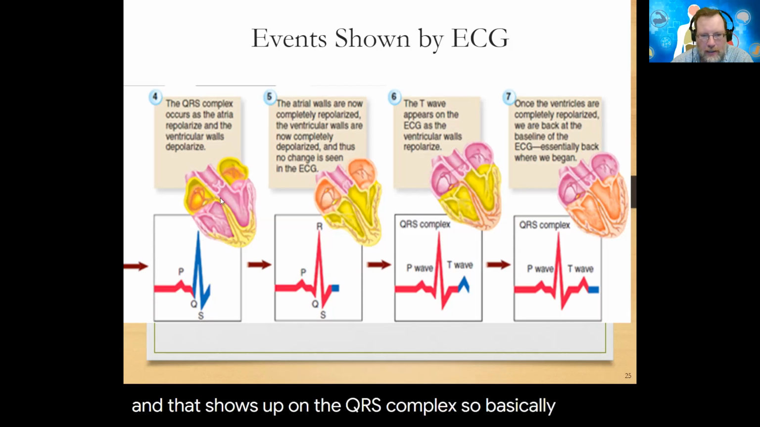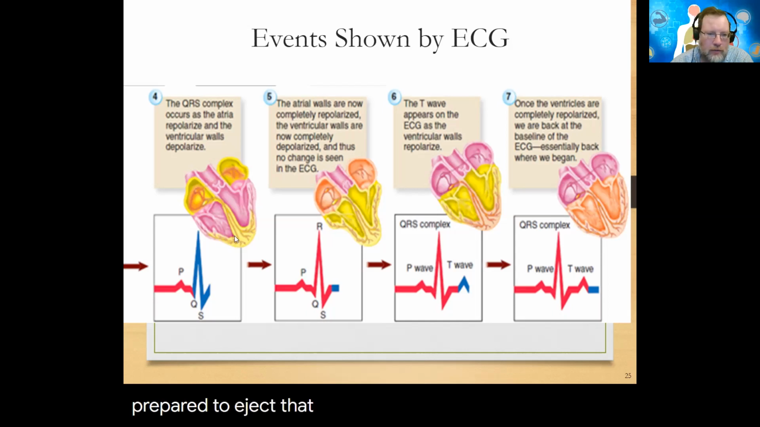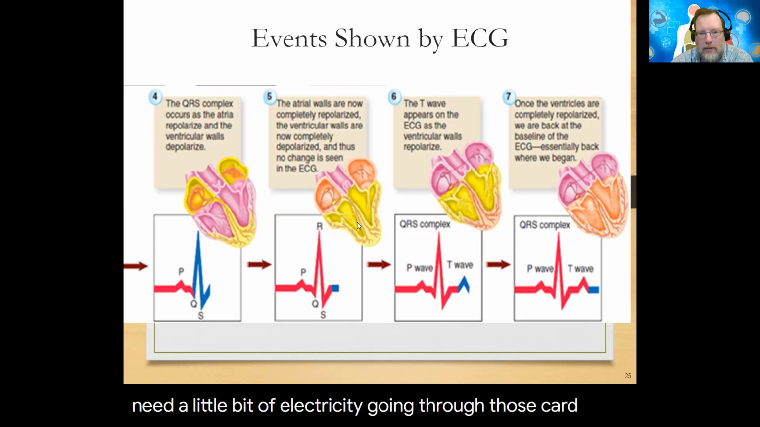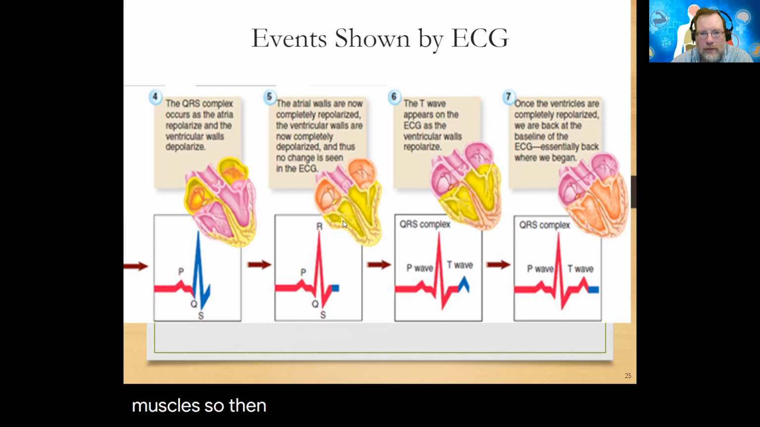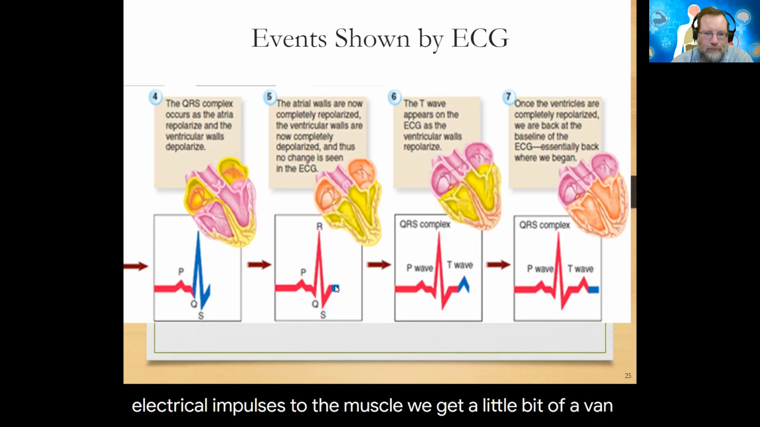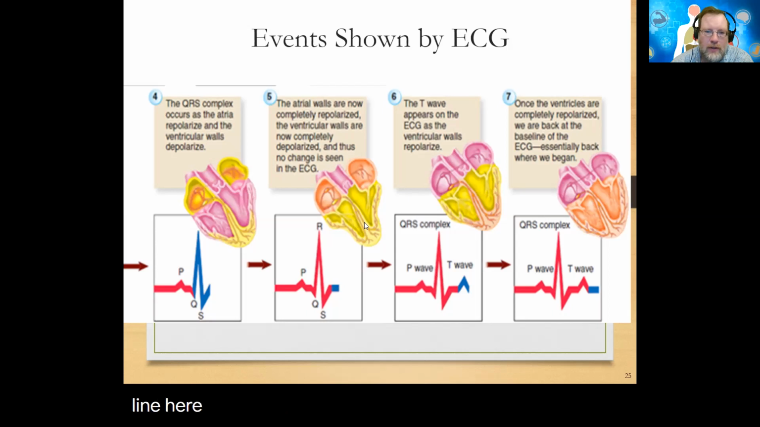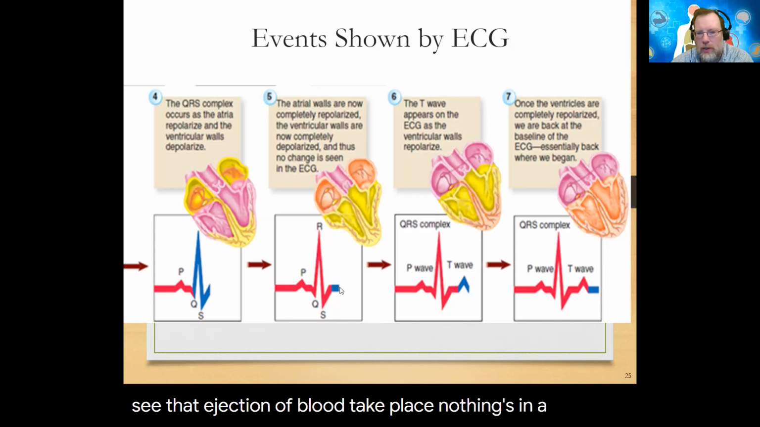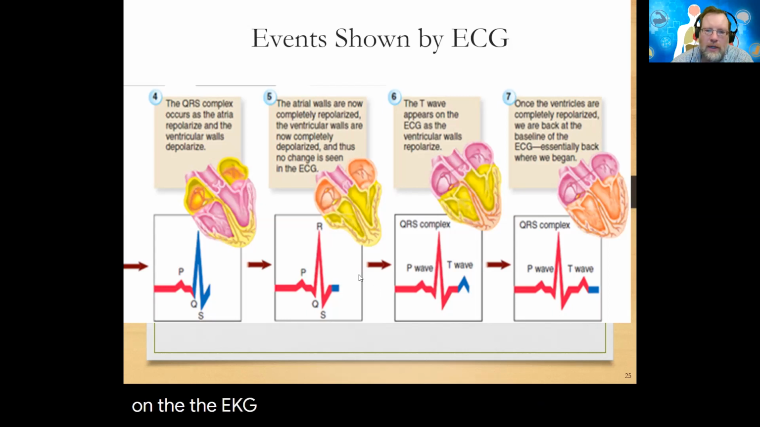So basically, what we're saying is, hey, as you fill with blood, we're going to get you prepared to eject that blood. And in order to do that, we need a little bit of electricity going through those cardiac muscles. So then QRS wave is concluded. We've given electrical impulses to the muscle. We get a little bit of a flat line here. That's the ventricles contracting and ejecting blood. Again, we're completely depolarized. We're going to see that ejection of blood take place. Nothing's going to show up on the EKG reading at that spot.